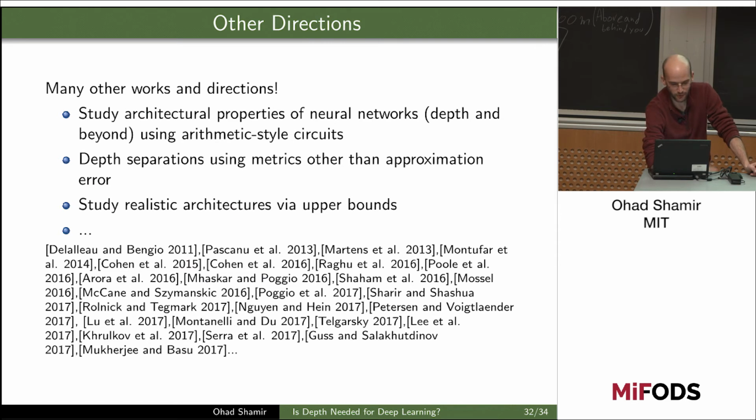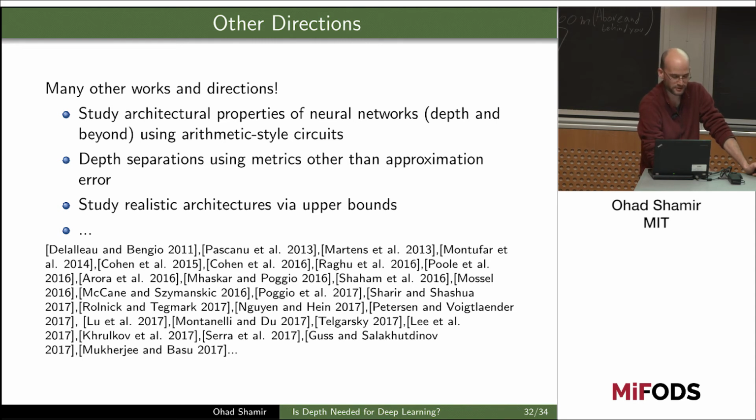OK, and I should say what I talked about here is just a survey of some directions that people have been working on, but it's a very active field nowadays and lots of interesting work in all kinds of other directions. So just to give some examples, there's been some interesting work by people at the Hebrew University looking at arithmetic-style circuits, but using it to study all kinds of architectural properties of modern neural networks, like the effects of convolutions and pooling and things like that.